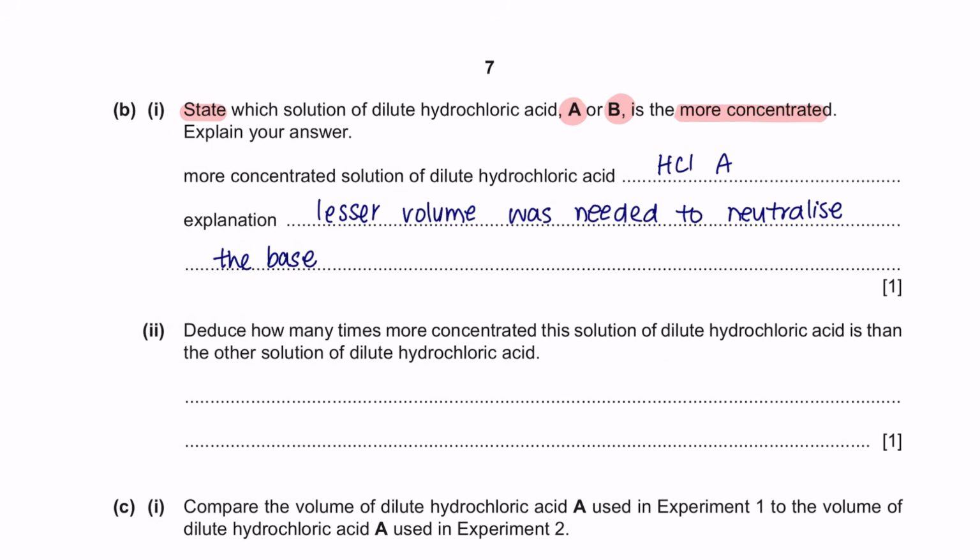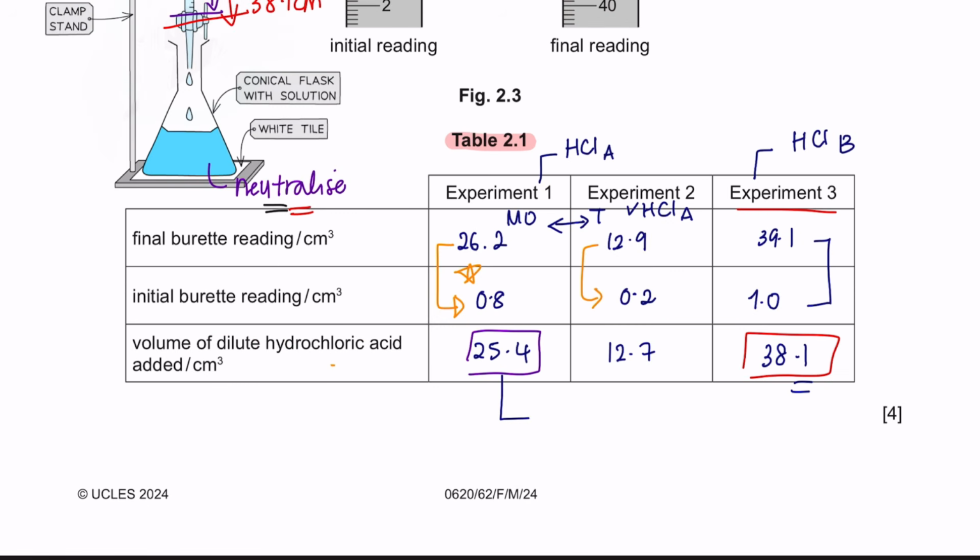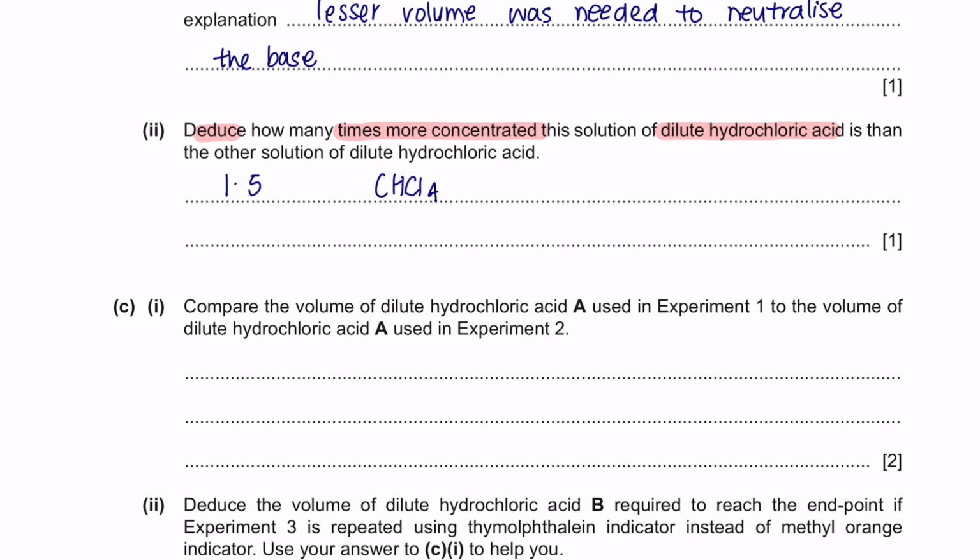Next question, part 3. Deduce how many times more concentrated this solution of dilute hydrochloric acid is than the other solution of dilute hydrochloric acid. So we can do this by comparing the volume of the acid needed. So we can take 38.1 over 25.4, which gives us a ratio of 1.5. This means that hydrochloric acid A was 1.5 times stronger than hydrochloric acid B.